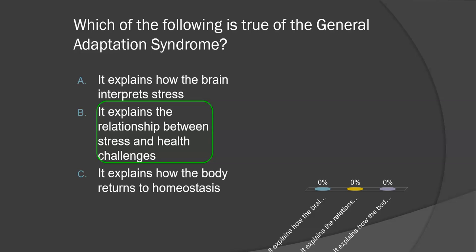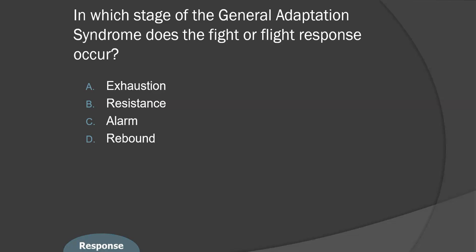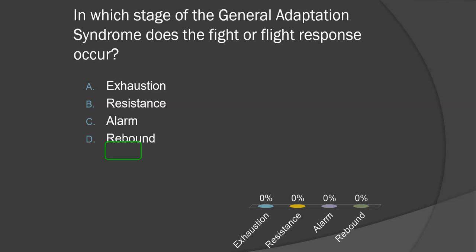Again, you have these questions in the PowerPoint that's provided on Canvas. I'm just imagining some of you right now pulling out your cameras or phones and taking pictures of these. You can if you want, but you also have this in your PowerPoint. In which stage of the general adaptation syndrome does the fight or flight response occur? That fight or flight response is going to occur in the first stage, the alarm phase.